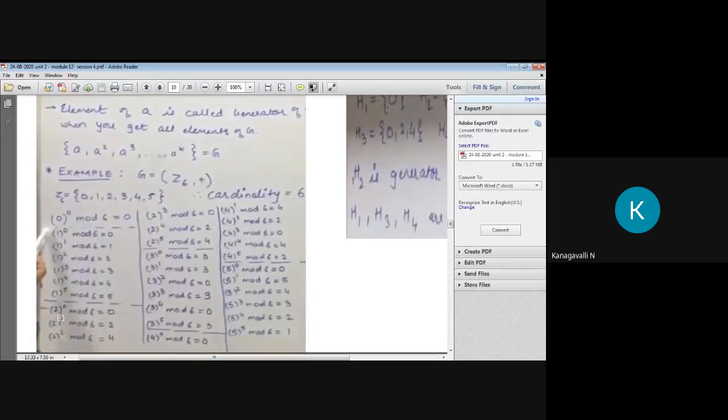So see the sum clearly. 2^0, 2^1, 2, 3, 4, 5. Then 3^0 up to 3^5. 4^0 up to 4^5. 5^0 up to 5^5, right? So 0^0 mod 6, the result is 0. So same thing, we need to check all the mod operations, right? 1^n mod 6. Check here, 1^5 mod 6 is 5.